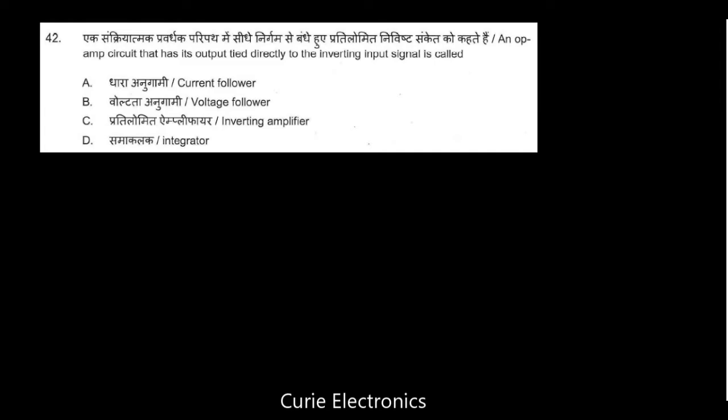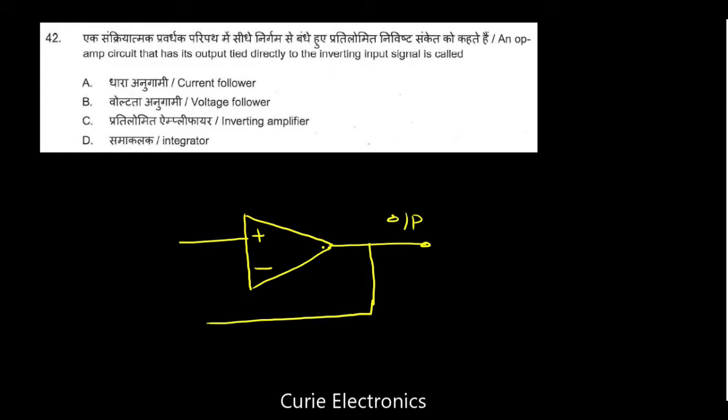Question number 42. An op-amp circuit that has its output tied directly to the inverting input signal is called. So let's try to draw the diagram. For an op-amp, we have a non-inverting terminal and an inverting terminal. This is the output. So the output is tied to the inverting terminal. So this circuit is actually a voltage follower. The answer is option B.